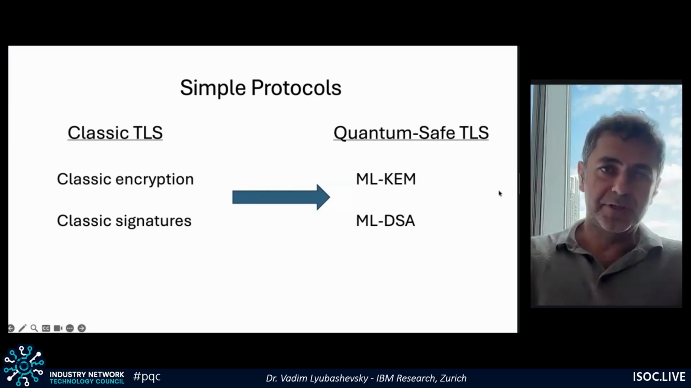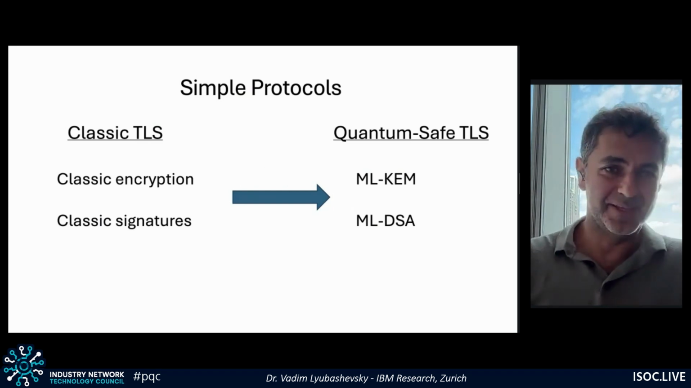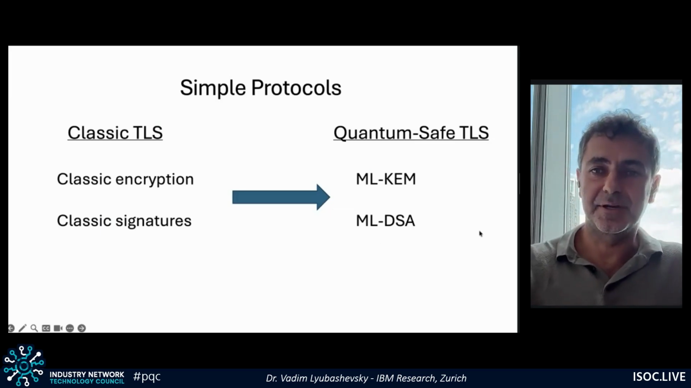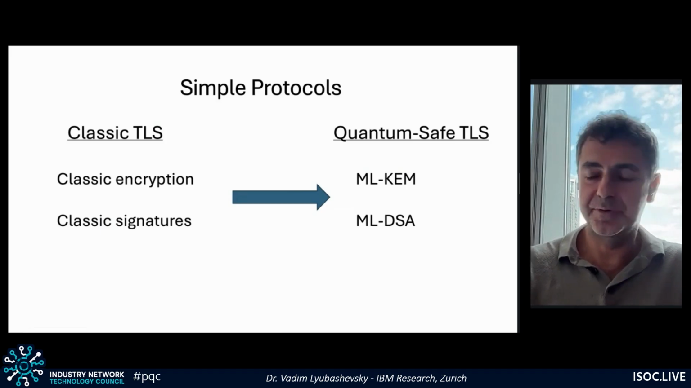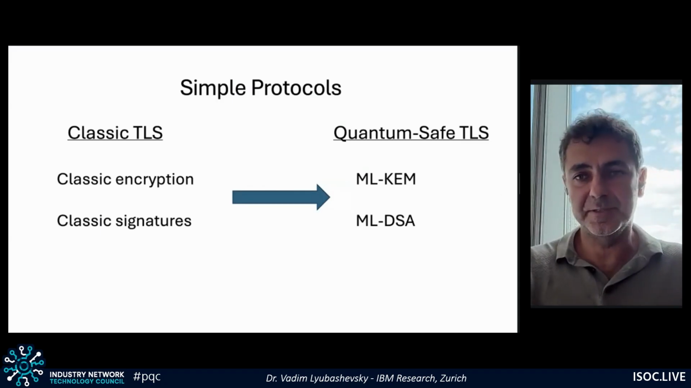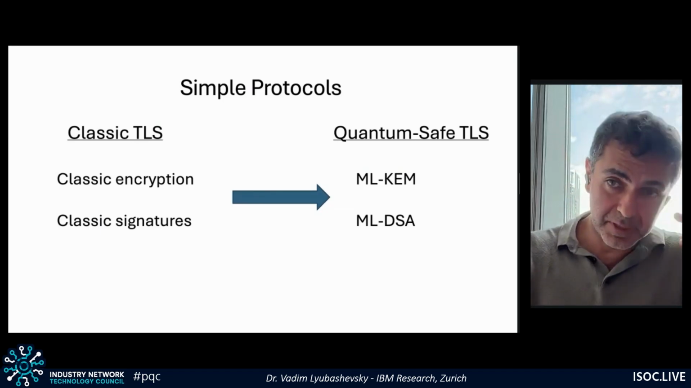So for simple protocols, for example like TLS, you have encryption, you have signatures. And when I say classic, I mean RSA, things like that. So you have discrete log-based ones, elliptic curve-based ones, factoring-based ones. Well, you transition them to encryption and signatures that are quantum safe. So you have ML-KEM and ML-DSA. These are the new standards. So there's not much there to do. You just transition and it'll work. Efficiency-wise, maybe it'll be a little different, but it'll work.